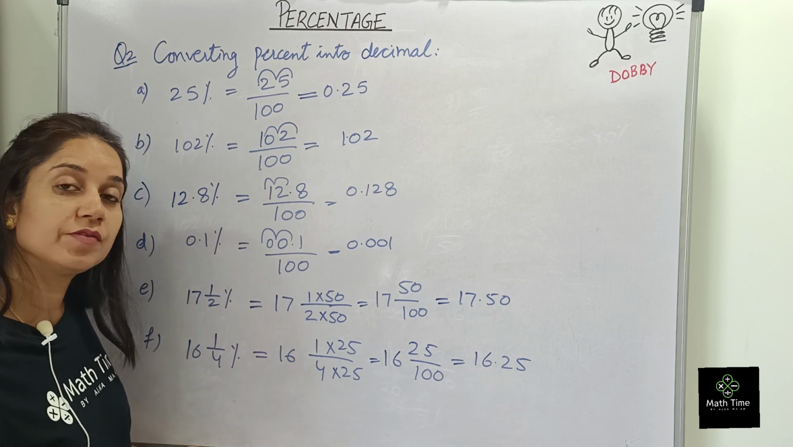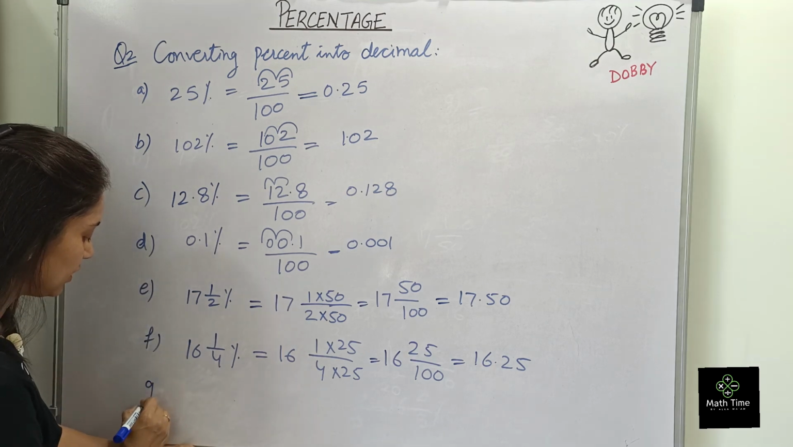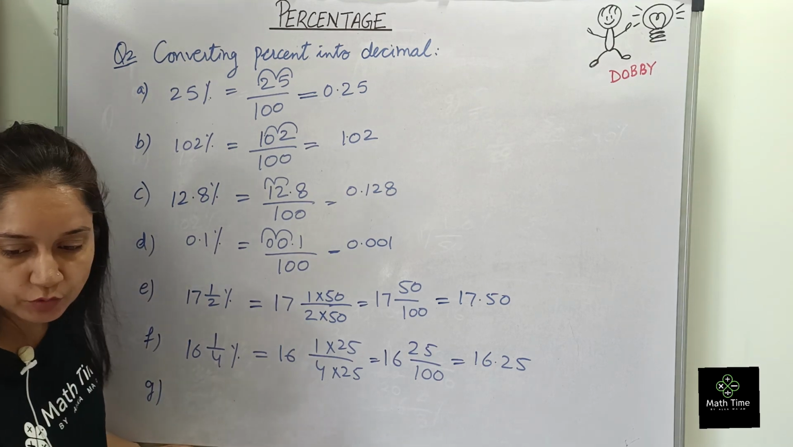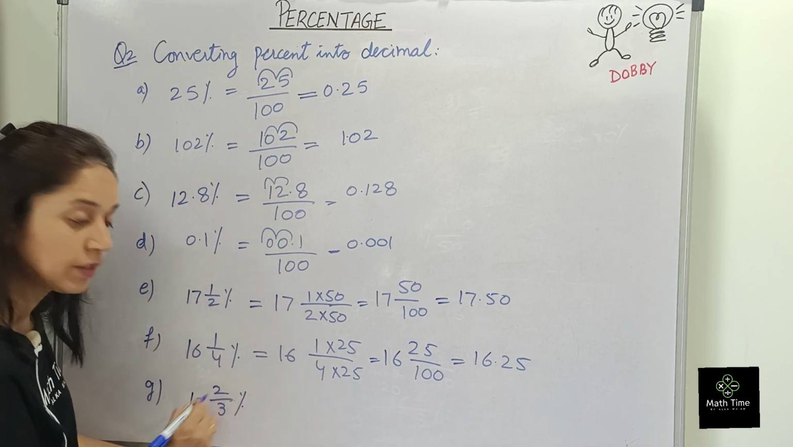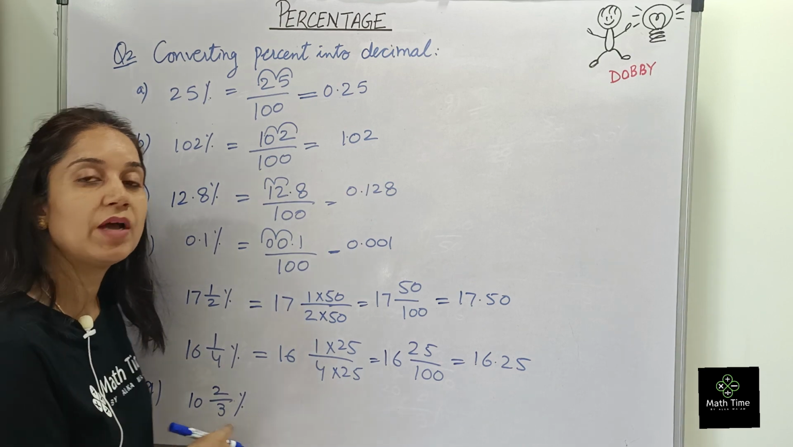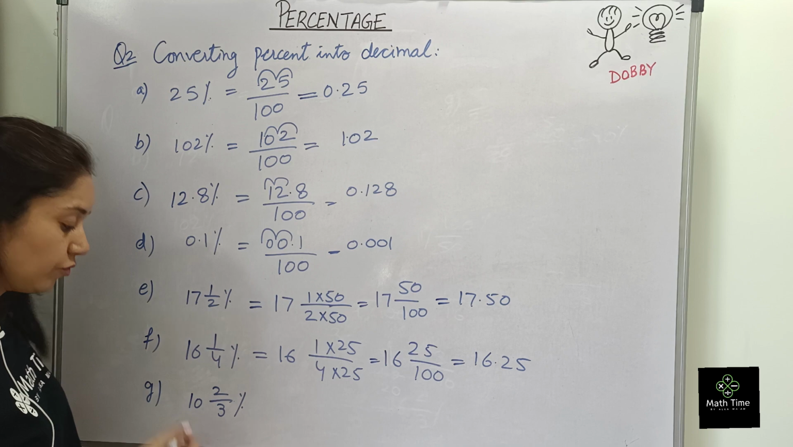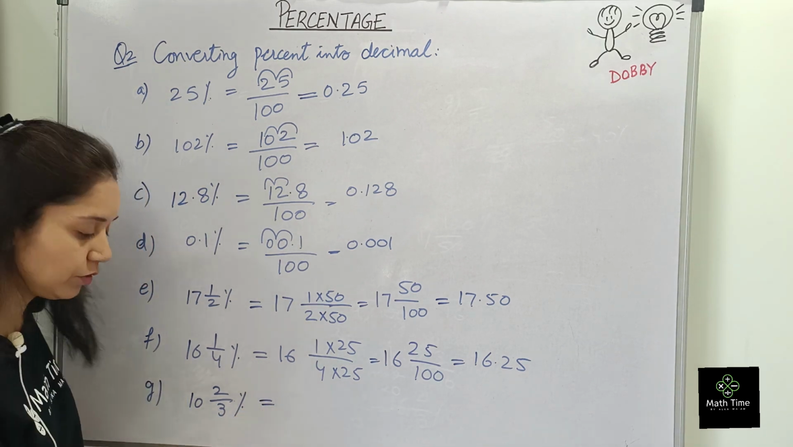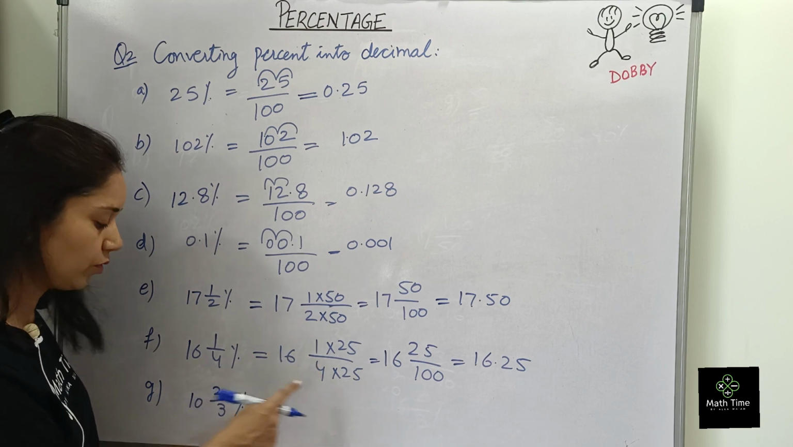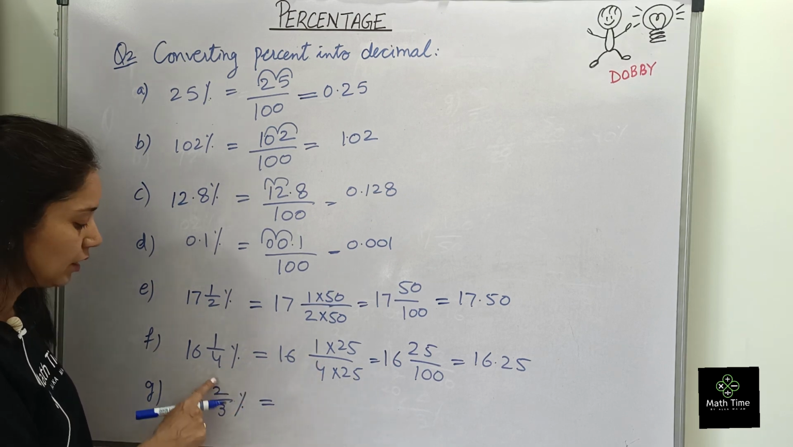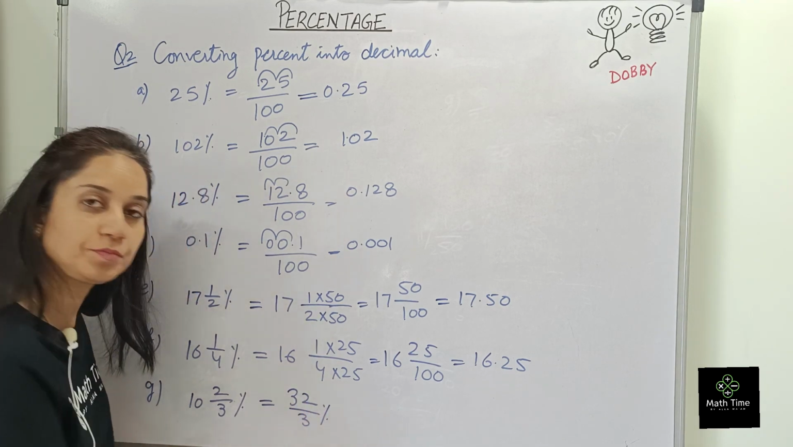There might be cases where the denominator cannot be multiplied by a number to turn it into 100. See how. Suppose the fraction you are having is 10 2 upon 3%. Now the denominator 3, by which number should we multiply so that it becomes 100? There is no number. For such a question, how will we do it? This mixed fraction we will turn into an improper fraction. 10 times 3 is 30 plus 2, 32 upon 3%.